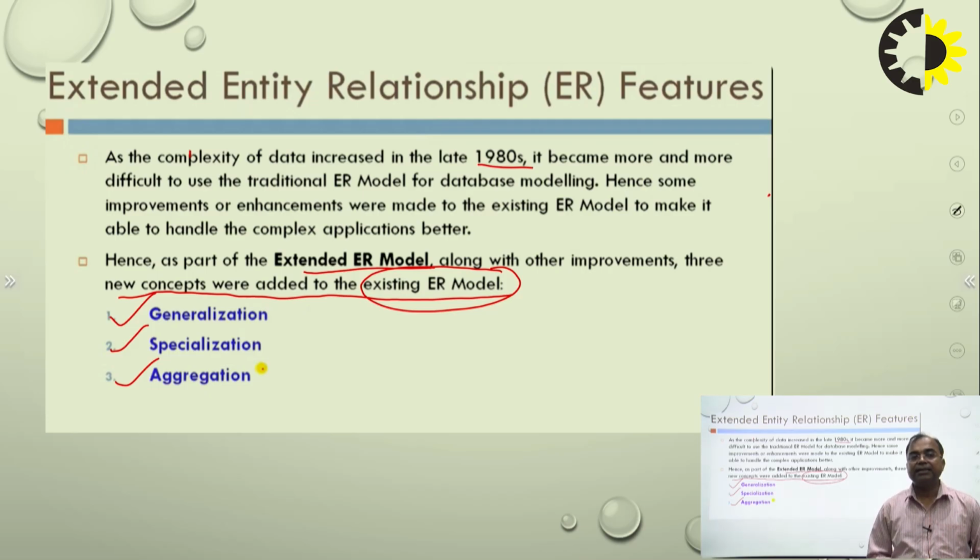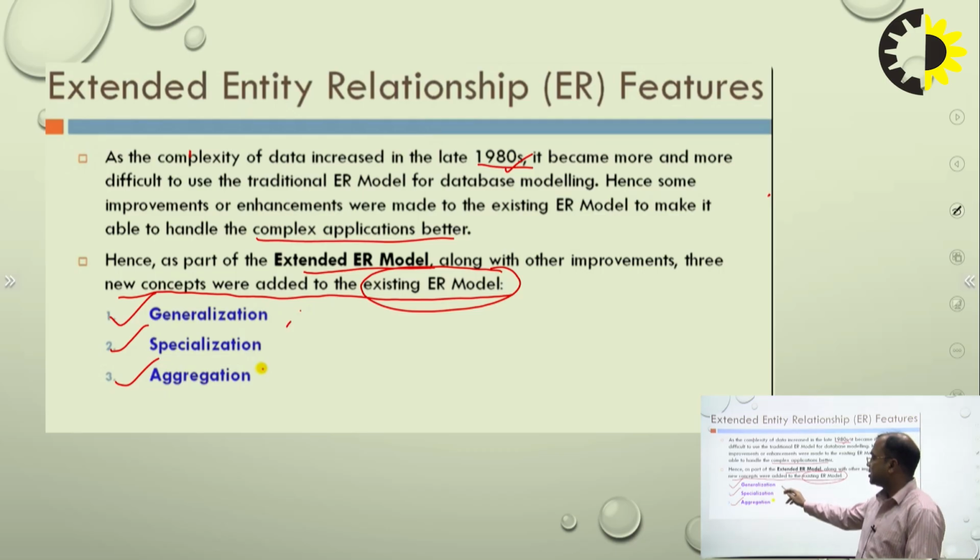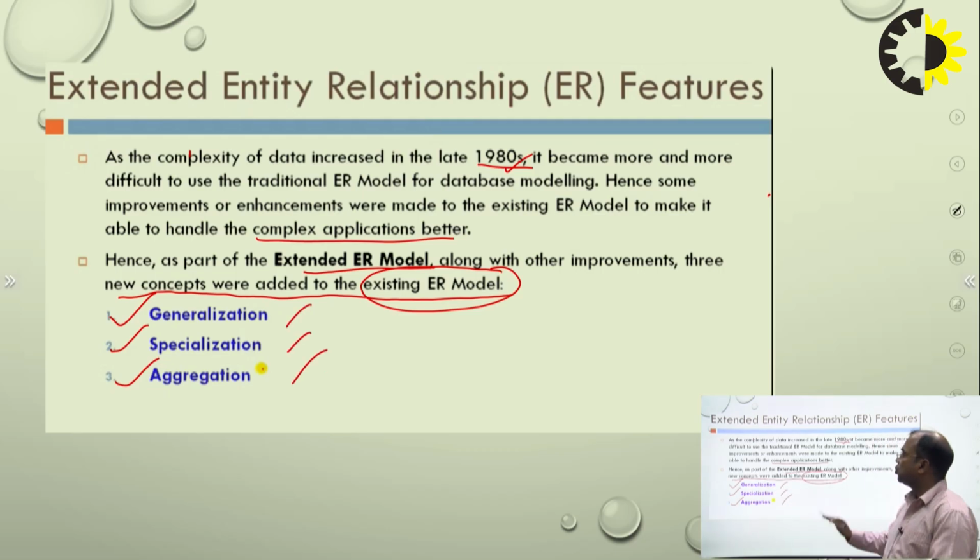Now after adding these features, we try to solve the complex problems that arise in creating any database. So we can see that these three new features solve our complex applications, which were not solved on or before the 1980s. After adding generalization, specialization, and aggregation, we can solve the complex problems. Clear?